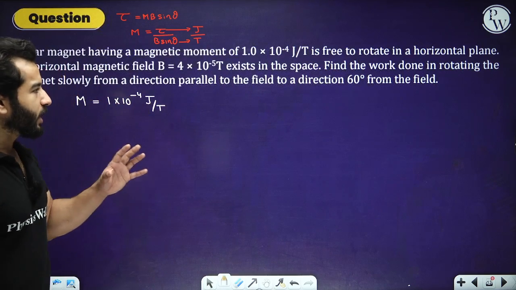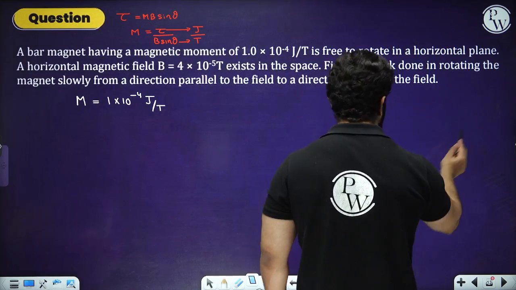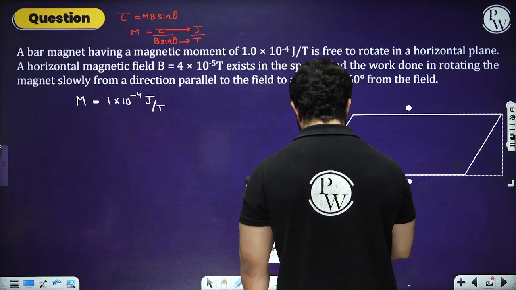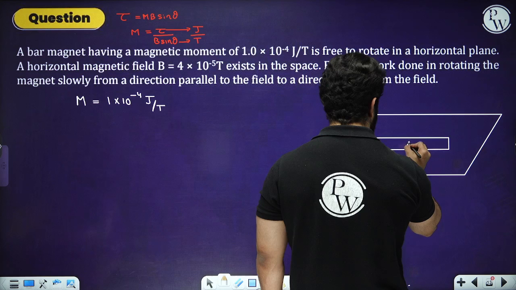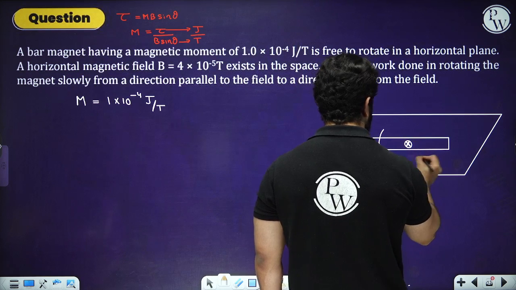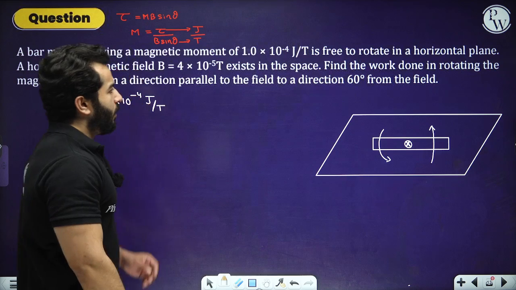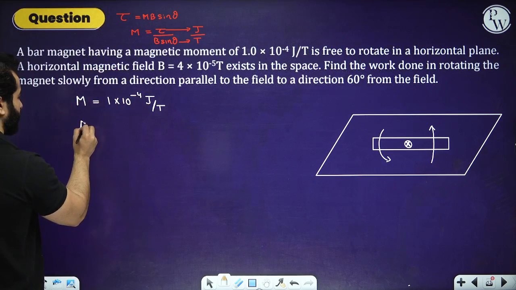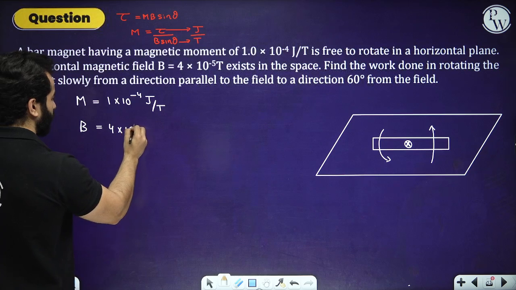It is free to rotate in a horizontal plane. What do we mean by this? Let's suppose this is a horizontal plane and this is a bar magnet, and it is hinged by a vertical axis, and it is free to rotate about this, something like this. A horizontal magnetic field exists, that is B equals 4 into 10 to the power minus 5 Tesla.